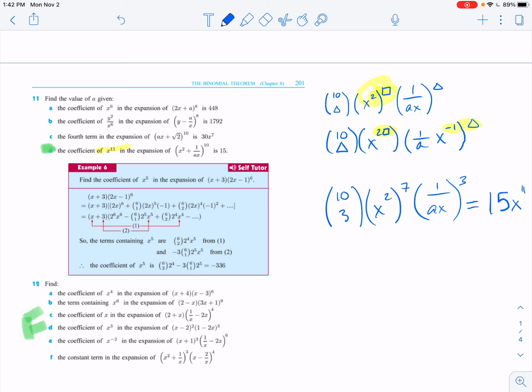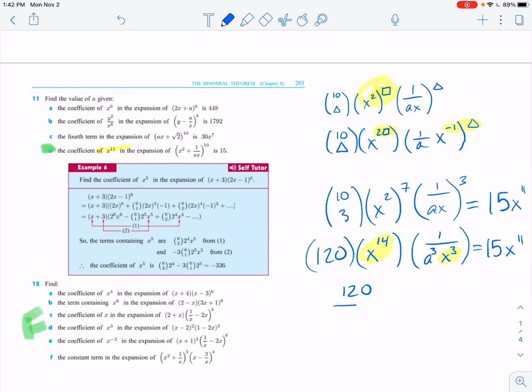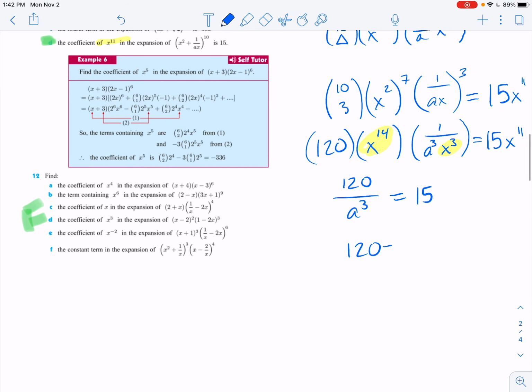Let's see if that's correct. Okay, 10 choose 3 on my calculator is 120. This becomes x to the 14. This becomes 1 over a cubed x cubed, is equal to 15 x to the 11. Sure enough, notice this and this will give me x to the 11. And so now I have 120 over a cubed is equal to 15. Okay, so 120 is equal to 15a cubed. 120 divided by 15 is equal to 8. Oh, that's glorious. That means a is equal to 2.